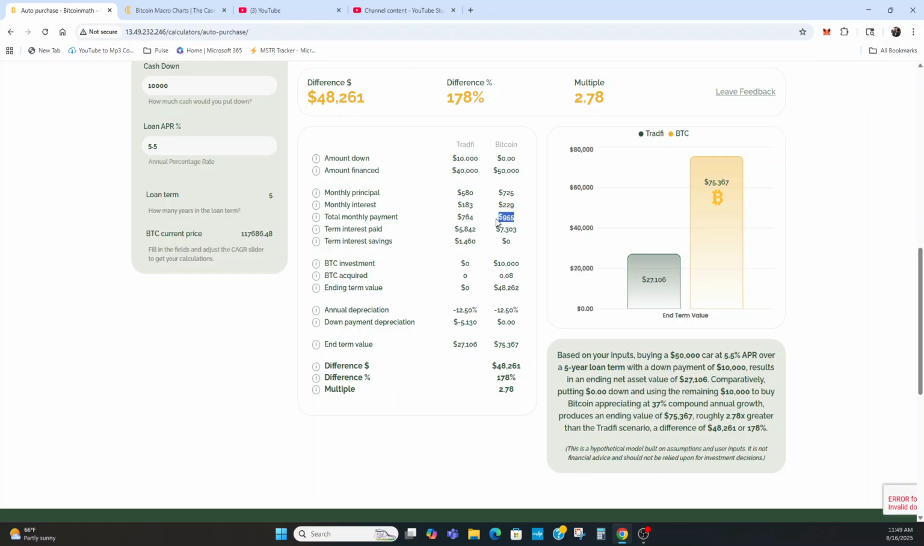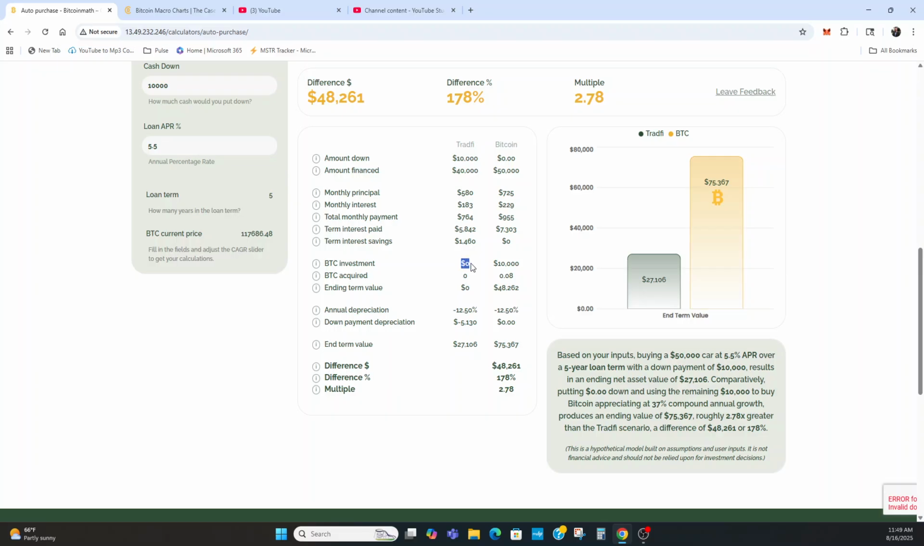What you can see here is that in the traditional scenario, your monthly payment is going to be less than in the Bitcoin scenario, and not just a little bit less either. By putting 0 down, you're financing another 20%, so you should expect that your total monthly payment will be materially larger. And over the course of this 5-year period, you're going to pay more in interest because you're borrowing more money. So over the course of this term, you are saving about $1,500 in interest payments because you financed less using more of your cash.